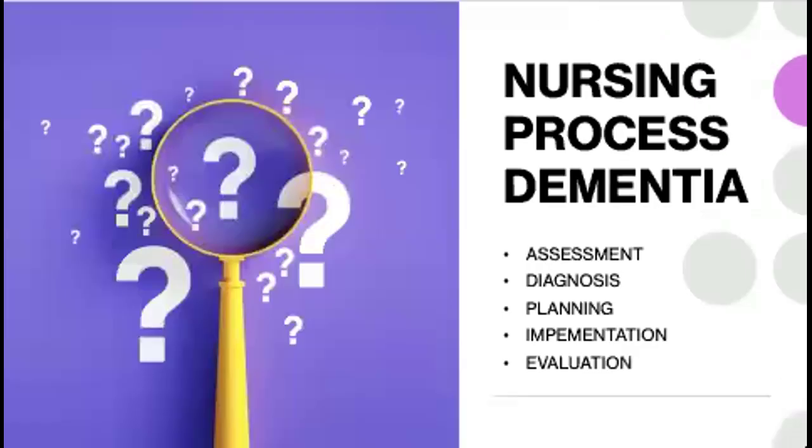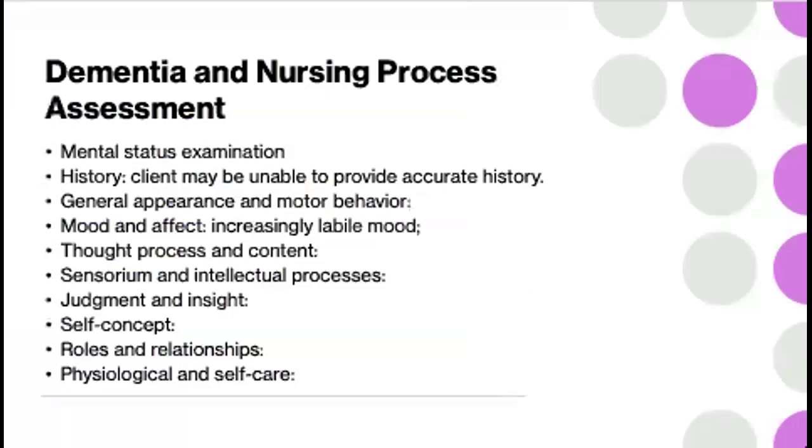So our nursing process with dementia, right? We're going to start out with our assessment. So history: the client might not be able to provide an accurate history due to their memory impairment. So you're really going to be leaning on the family. How long have we been declining?